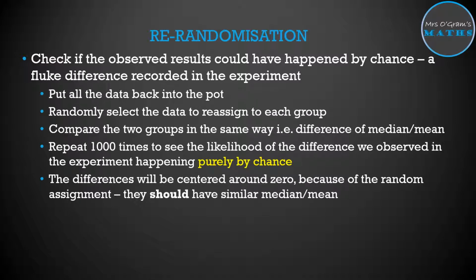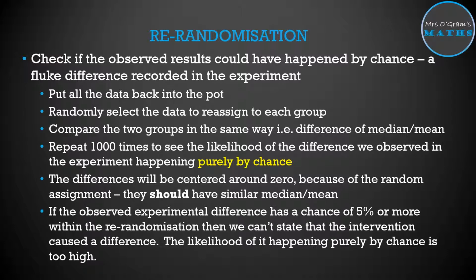The differences will be centered around 0 because of the random assignment. These two different groups should have a similar median or mean if things were happening purely by chance. So if the experimental difference that we saw to begin with has a very small chance of happening on that re-randomization, then we can make the call that whatever happened in our experiment was statistically significant, because the chance of it having happened purely by chance alone is not very big.